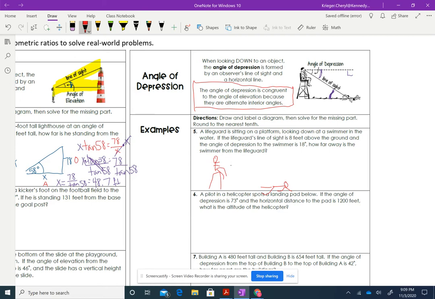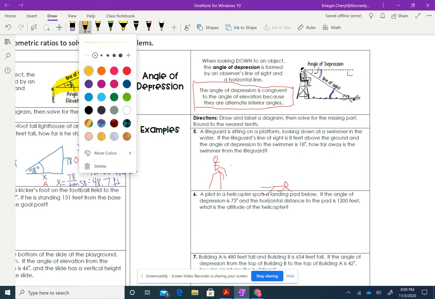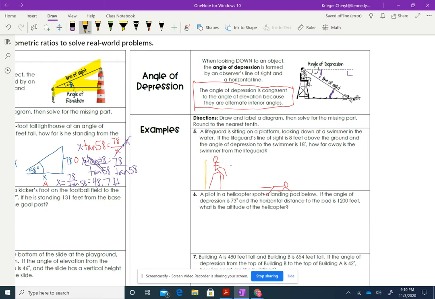Okay, so the line of sight is 8 feet from the ground, so this distance is 8. Right, that's his eyeball height. And the angle of depression is 18 degrees. That means that the angle of depression is formed between the horizontal line of his eye level and looking down at the swimmer. So this angle here is 18 degrees.